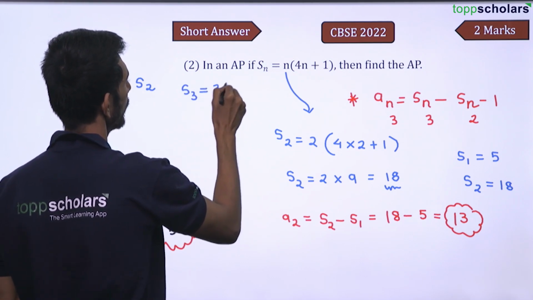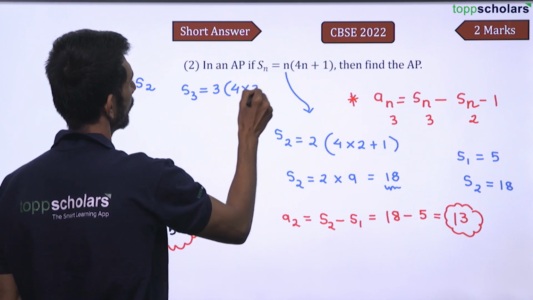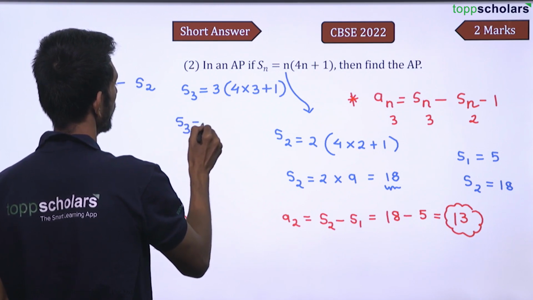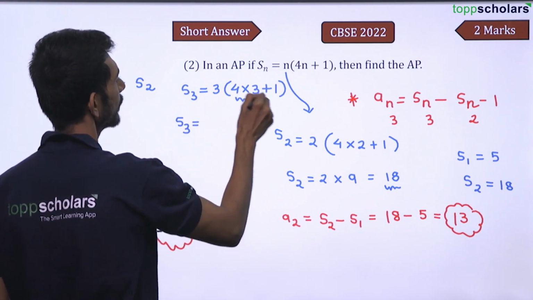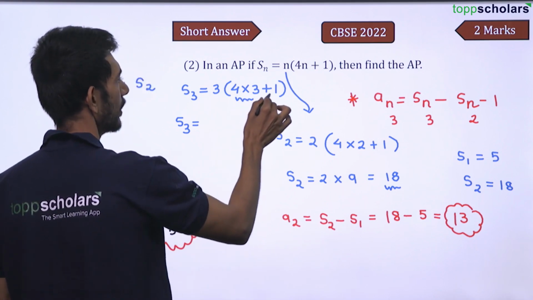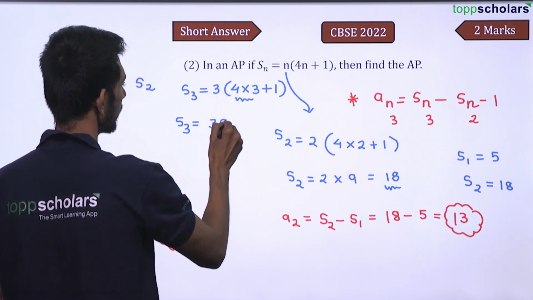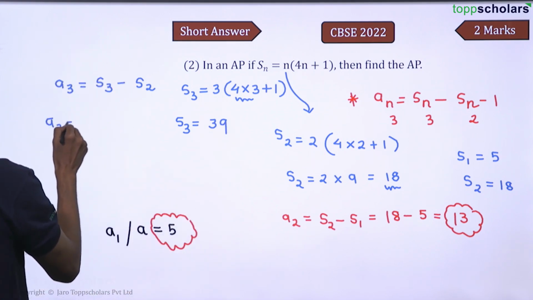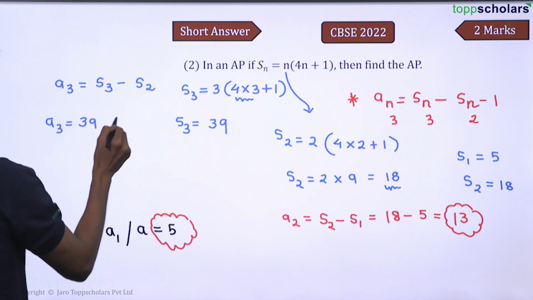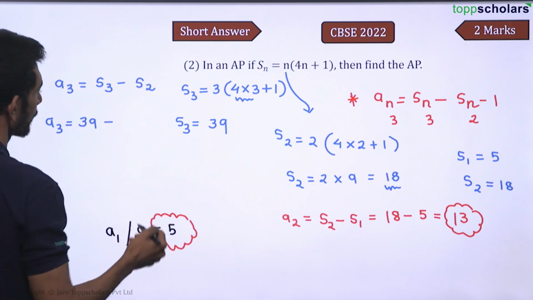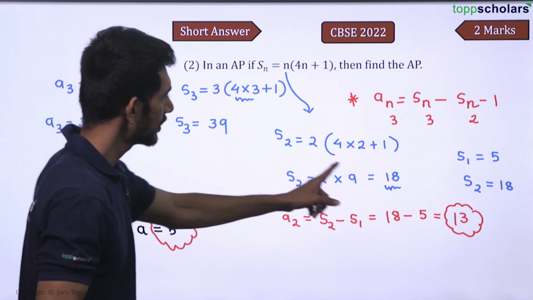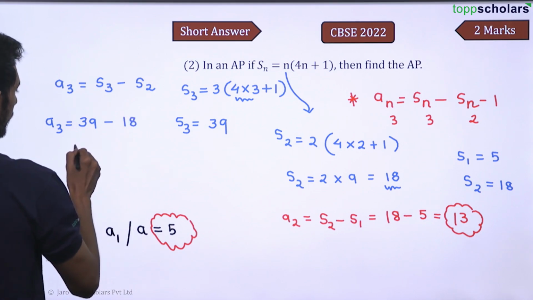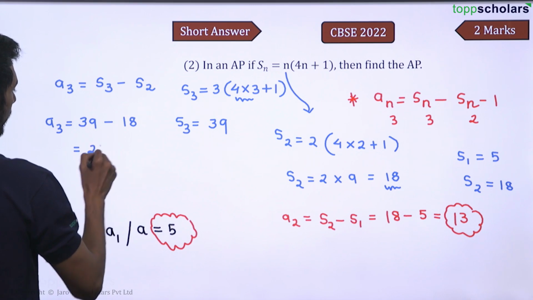S3 will be equal to 3 into 4 into 3 plus 1, right? So S3 will be equal to 4 3s are 12. 12 plus 1 is 13, right? 13 3s are 39. So that is equal to 39 minus S2. And how much is S2? S2 is 18. That gives you 21.